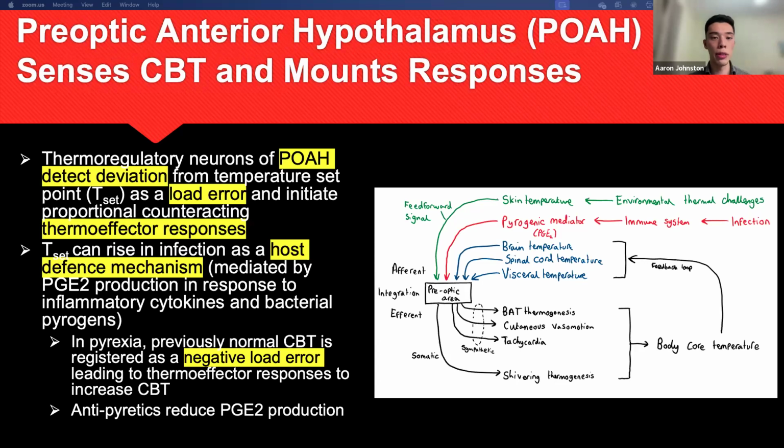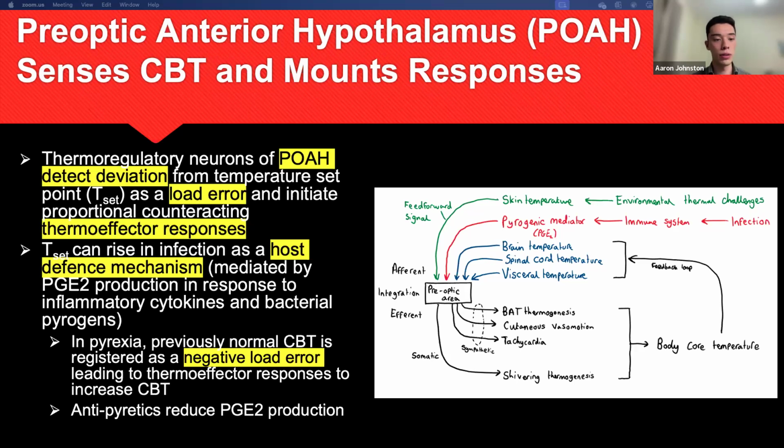So as I said, the hypothalamus is the major central integrator of inputs regarding temperature. There are thermoregulatory neurons in the preoptic anterior hypothalamus, which detect changes in the temperature in the body as a kind of error signal and initiate counteracting thermoeffector responses. This is outside of the thermoneutral zone. The set point, basically the temperature at which the hypothalamus is happy and is not going to mount any cooling or heating responses, can be changed in the context of infection, for example. And this is a host defense mechanism.